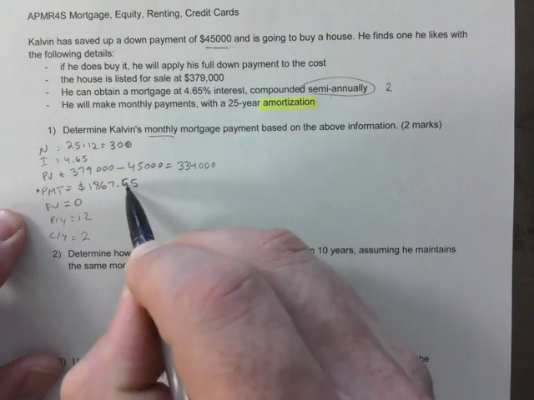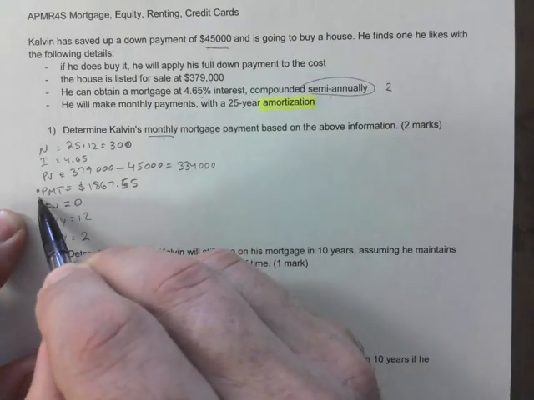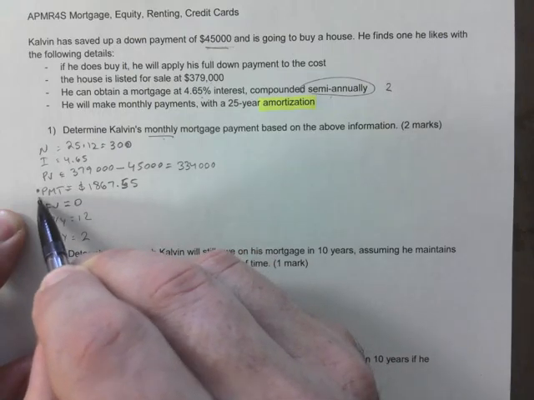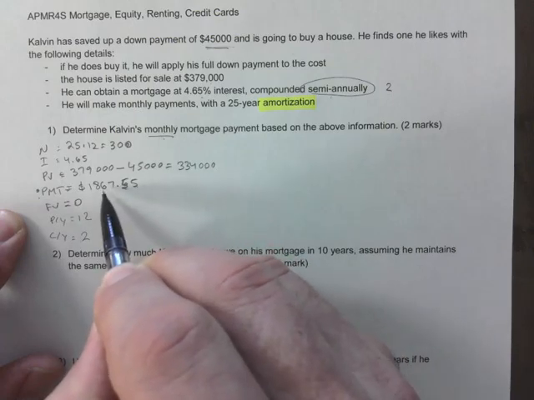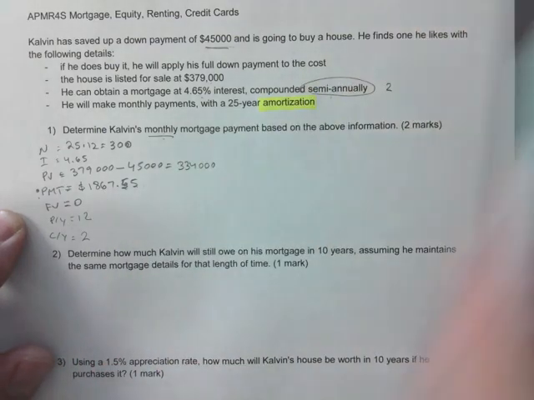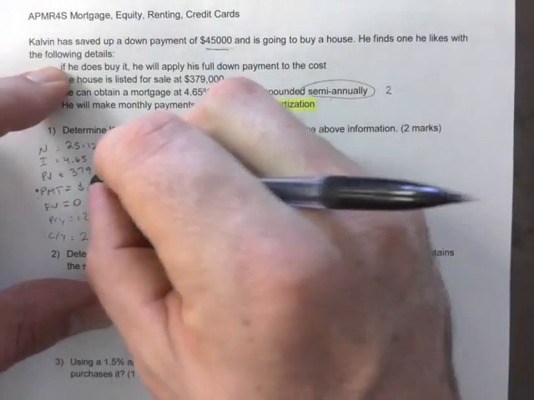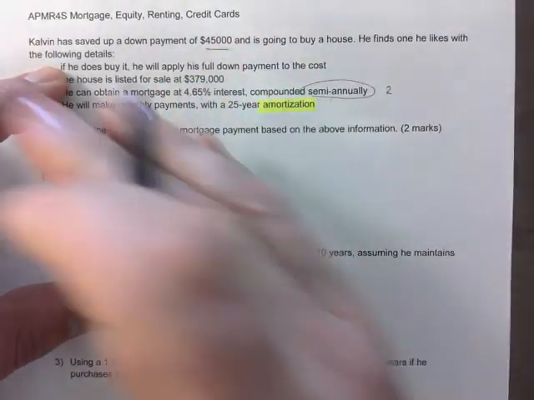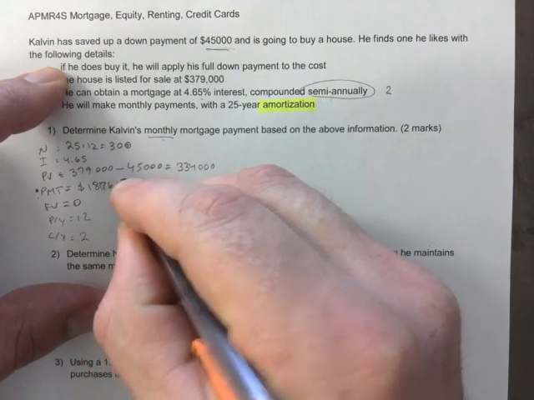Sorry, what happened there? $1,867.55. 76 here or here? This is 76? I'm just going to take your word for it. That's just how I rolled today. 76? Okay. Like that?